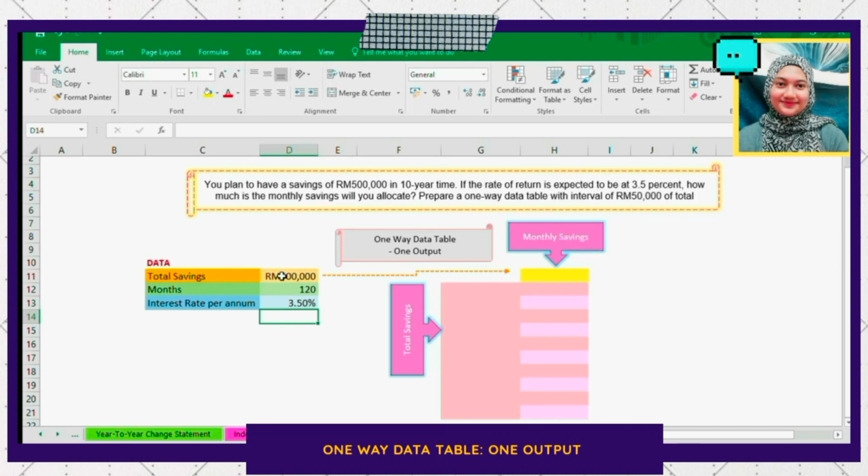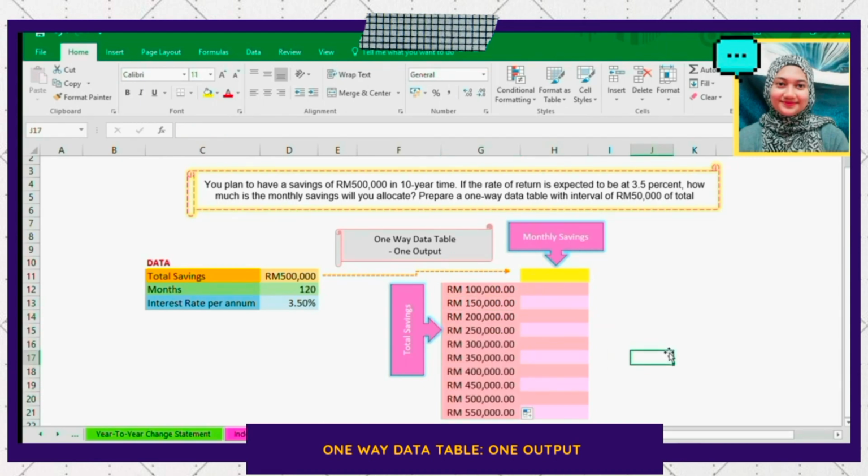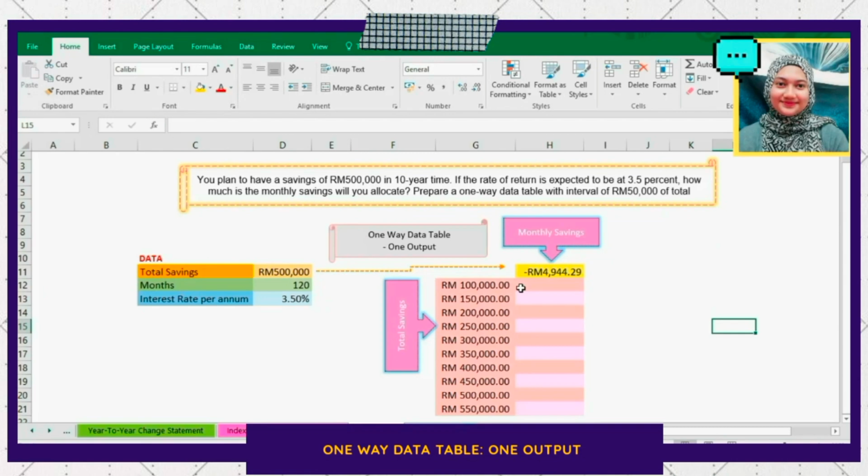Convert 10-year time to months because we want to calculate monthly savings. Let's start the total saving with 100,000 ringgit. For the next cell, equal to above cell and plus 50,000 for the interval. Drag downward to update the figures. To calculate the monthly savings, equal to PMT, select rate divided by 12, select months, select total saving, close the bracket and enter.